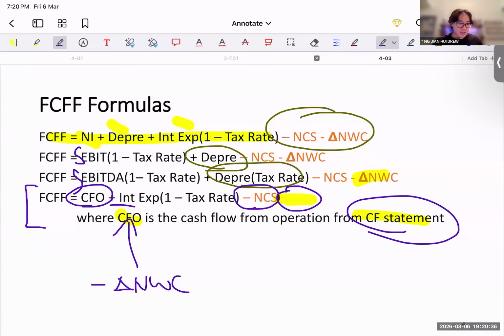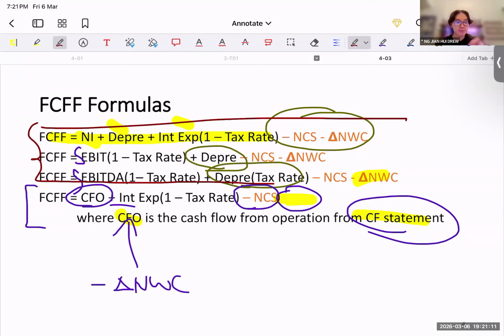So there is another formulation, this formulation using the operating cash flow from the cash flow statement. So in case you see any questions pertaining to FCFF, and if they share with you, oh, I have an operating cash flow of some amount, straight away, hopefully you can think that once they mention there's an operating cash flow, then you should use the last formulation to calculate your FCFF, right? However, in most cases, you'll be using the first three formulations here, based on the profit and loss statement of a company.